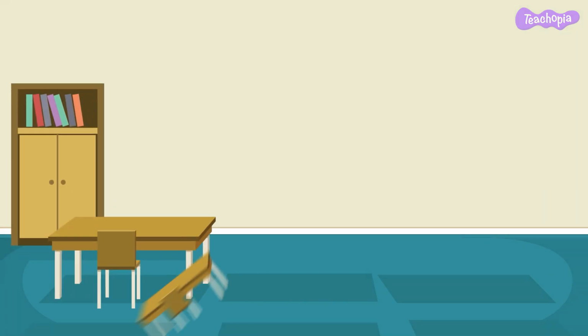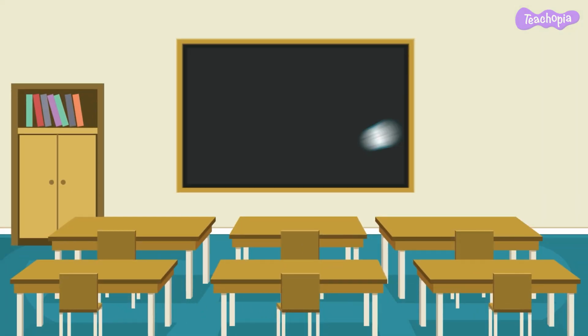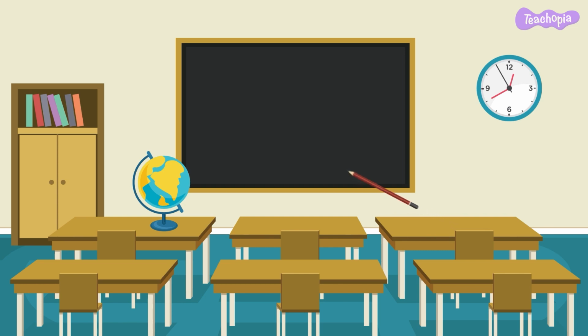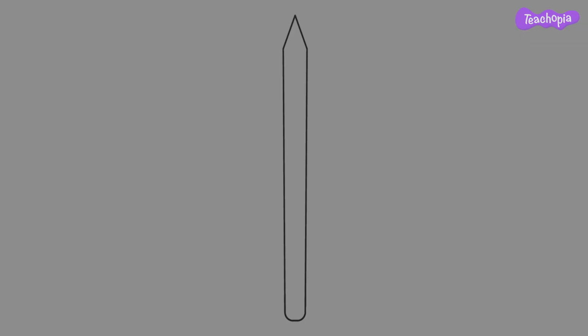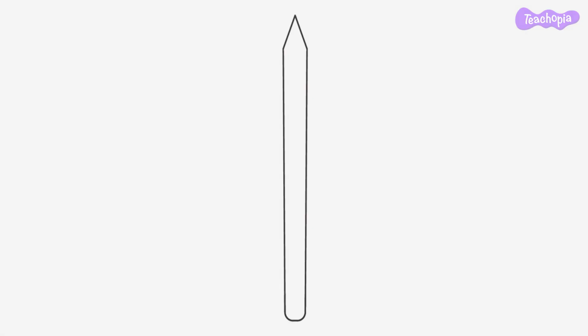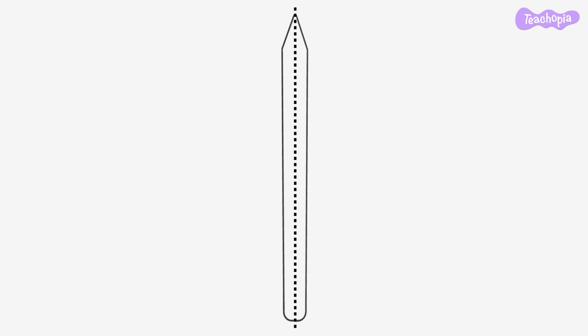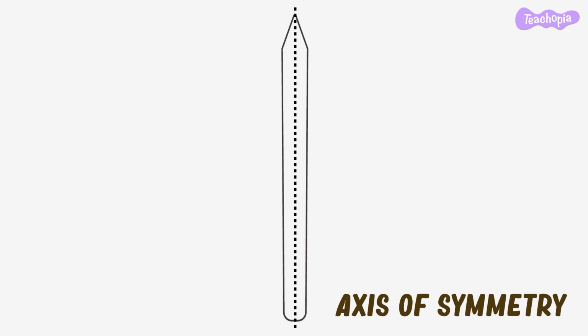In your classroom, there are many symmetrical shapes. For example, take a pencil. Imagine the outline of this pencil and draw a vertical line through the middle of the outline of the pencil. The shape of a pencil can be folded once. This vertical line is called the axis of symmetry. The pencil with a pointed tip has one axis of symmetry.